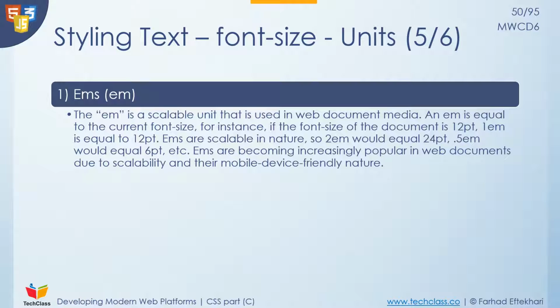EMs are scalable in nature, so 2 EM would equal 24 pt, 0.5 EM would equal 6 pt, and the others. EMs are becoming increasingly popular in web documents due to scalability and their mobile device friendly nature. So the point is we assign one size as a default, and then 1 EM would be equal to that size, and then we can just assign like 0.1, 0.2, and then the size would be somehow calculated from this normal size.